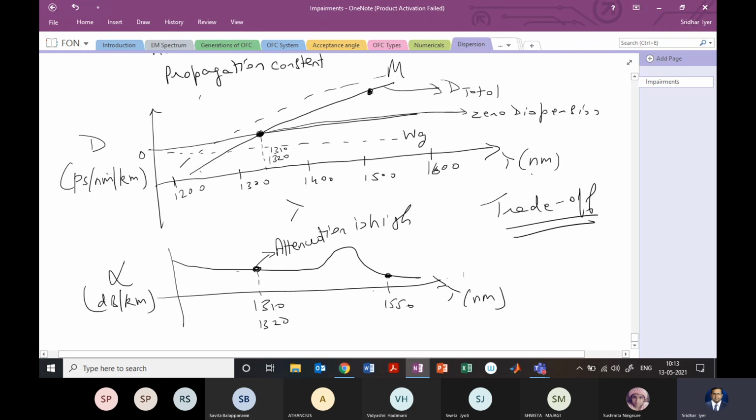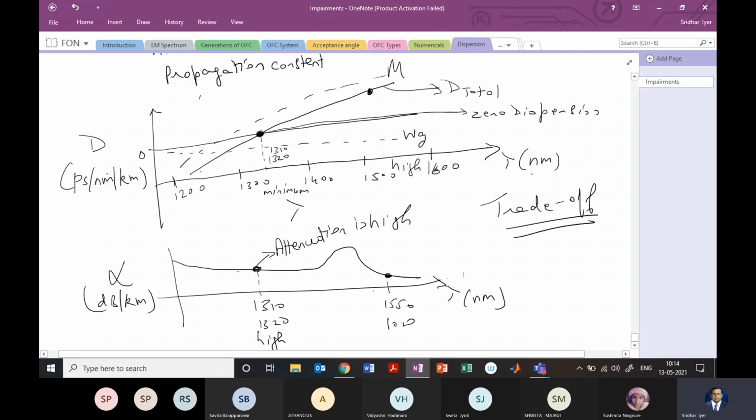So you can see from the graph that attenuation is low at 1550 nanometer, whereas it is high at 1310 or 1320 nanometer. The total dispersion goes to zero, that is the minimum value, at 1310 nanometer, whereas it is high at 1550 nanometer, right? So there is a trade-off there. If I operate at 1550 nanometer, then I will get high dispersion but low attenuation. If I operate at 1310, 1320 nanometer, I will get high attenuation but zero dispersion, right?